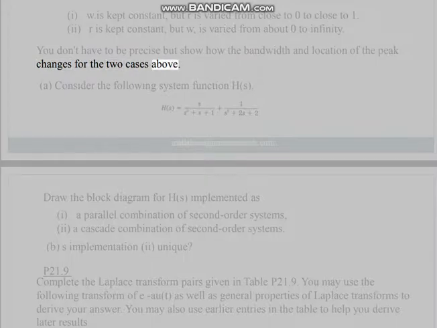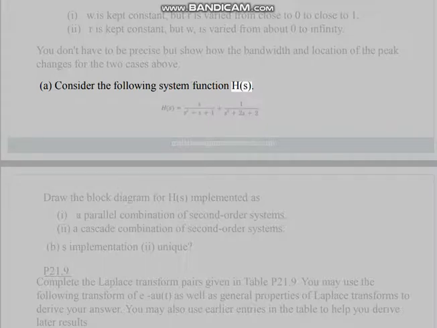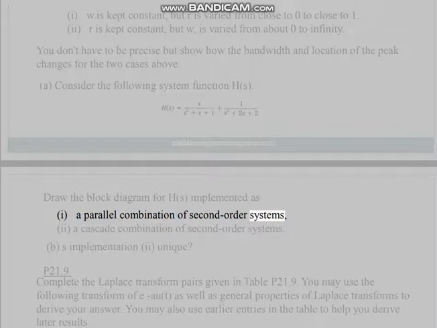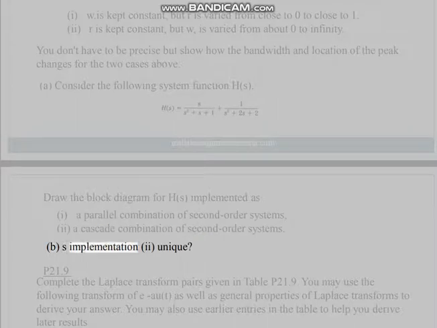P21.8. A. Consider the following system function H(s). Draw the block diagram for H(s) implemented as 1. A parallel combination of second-order systems. 2. A cascade combination of second-order systems. B. Is the implementation unique?